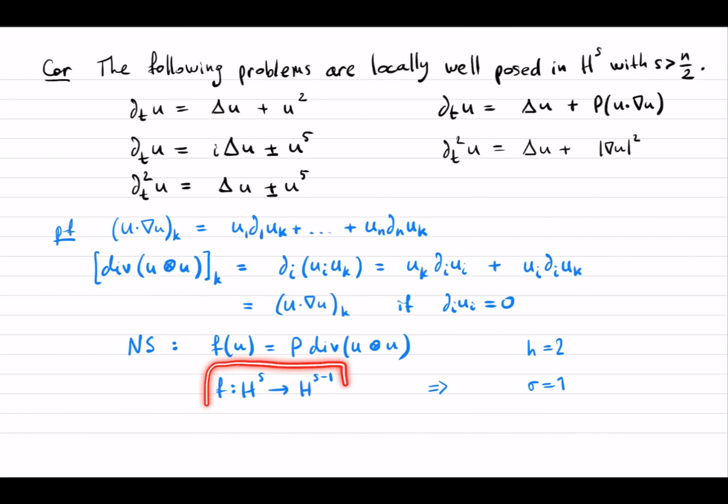The nonlinearity is now sending HS into HS minus 1, which means sigma is equal to 1. So we are losing one derivative in the Navier-Stokes equation, but h is equal to 2. It's a second order parabolic equation. So that means the Navier-Stokes equation is locally well posed. So in other words, for any given initial data in HS, there is some time capital T in which there is a unique solution. Now let's look at this nonlinear wave equation that has derivative nonlinearities.